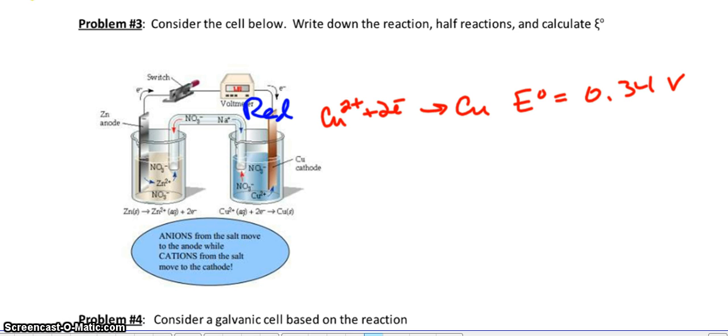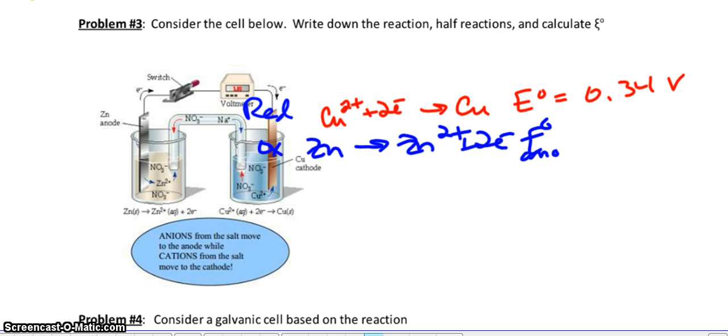Okay, so my oxidation is Zn going to Zn2+ plus 2 electrons, and that E for the anode, now that I know this is the anode and this is the cathode, I love my smartboard. And what do I have to do with the sign? I have to put a negative on the negative 0.76 volts. Now what does that do? It's a positive. So you have to change the sign when you make it your anode, your oxidation reaction, and so it becomes a positive 0.76.